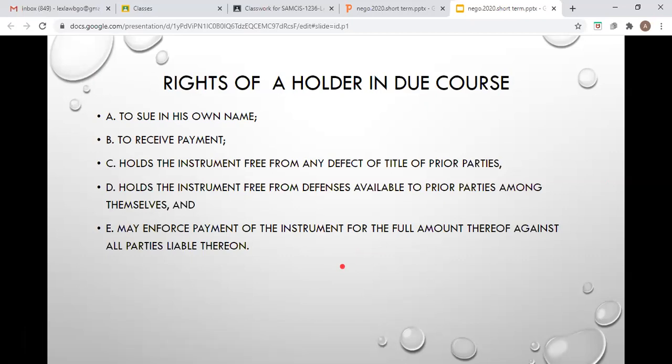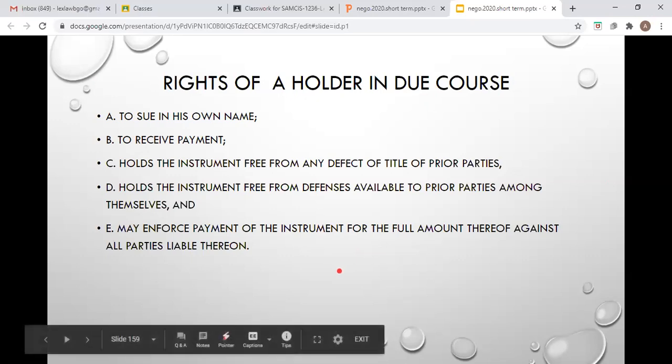So that is the distinction insofar as the right of a holder not in due course to be paid and the right of a holder in due course to be paid. If you're a holder in due course, full payment. Not in due course, right to be paid. Full payment man yan or partial payment does not matter because your right is just to be paid.